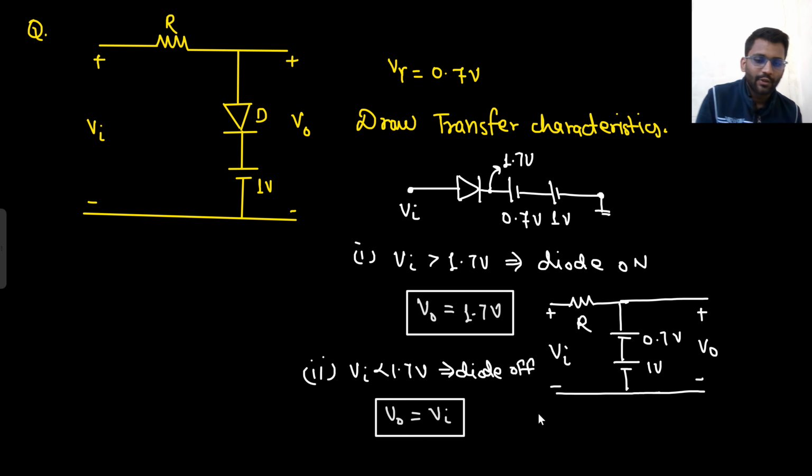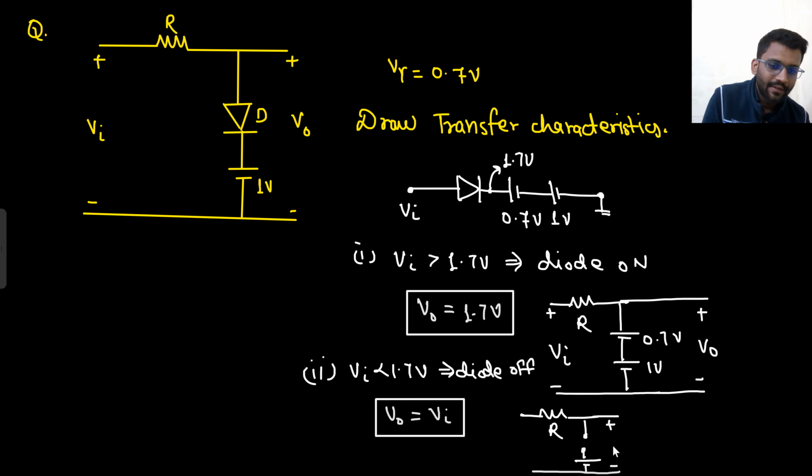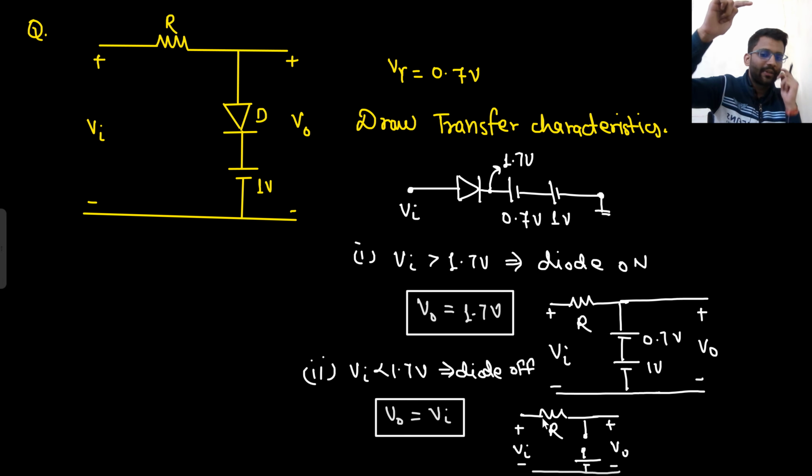Why so? Because what will be the circuit? Resistance R, the diode is open circuited, but the 1 volt battery will be there, and you are collecting the complete output here. So this is your complete output. There is no current through the resistor R. So the upper potential will be V in, and the same potential will go across the output as well. So V naught will simply be equal to V in only.